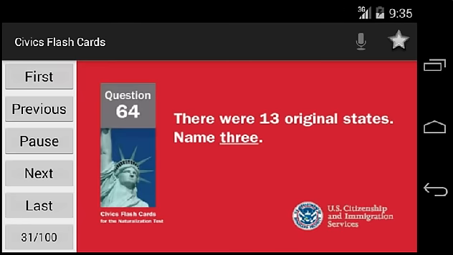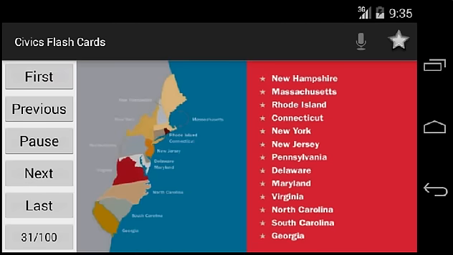There were 13 original states. Name three. New Hampshire. Massachusetts. Rhode Island. Connecticut. New York. New Jersey. Pennsylvania. Delaware.